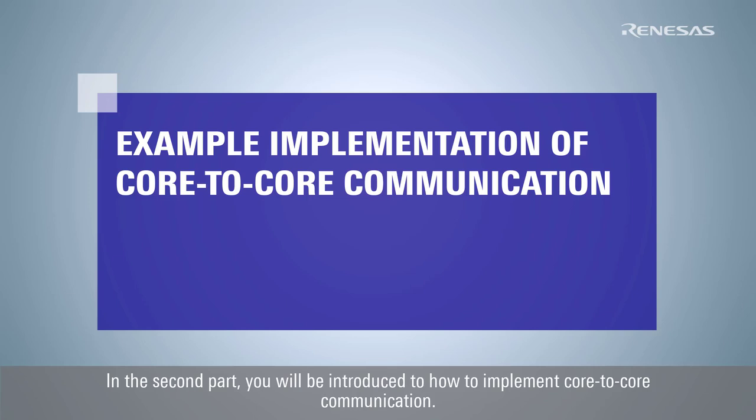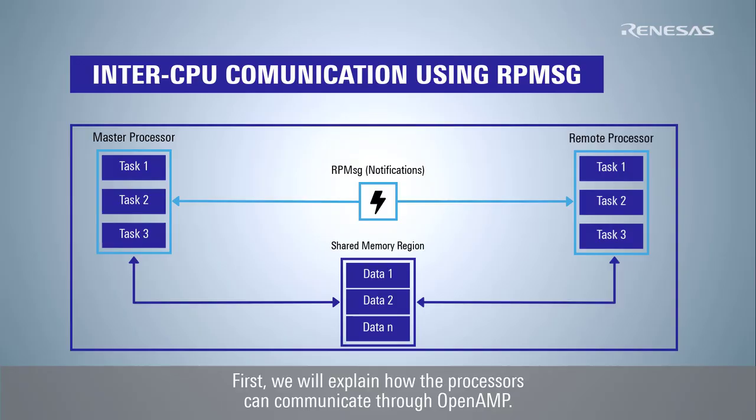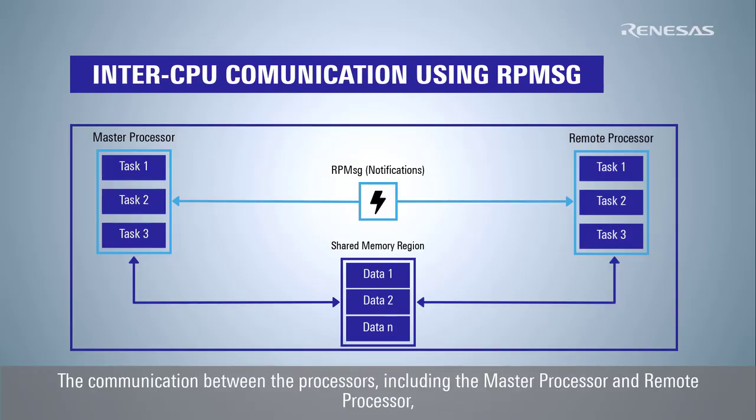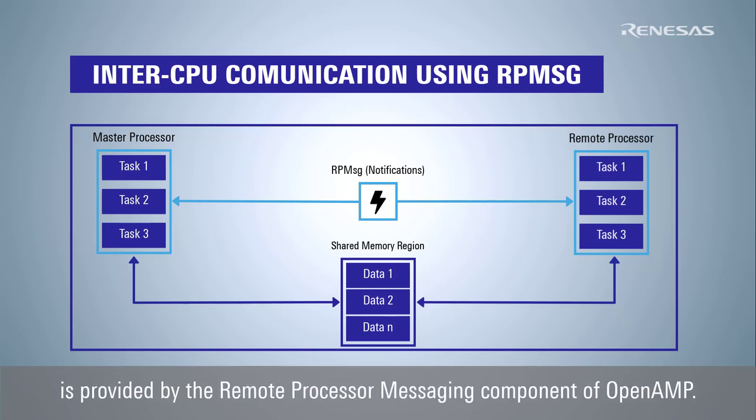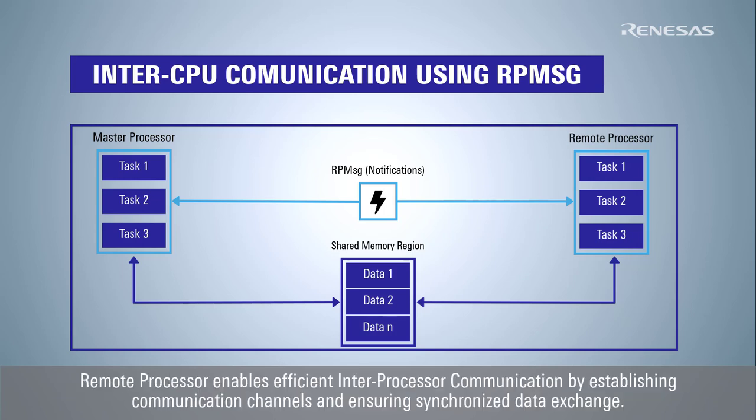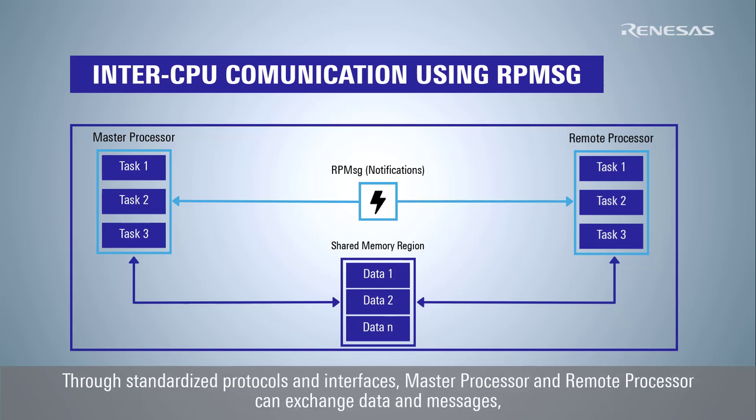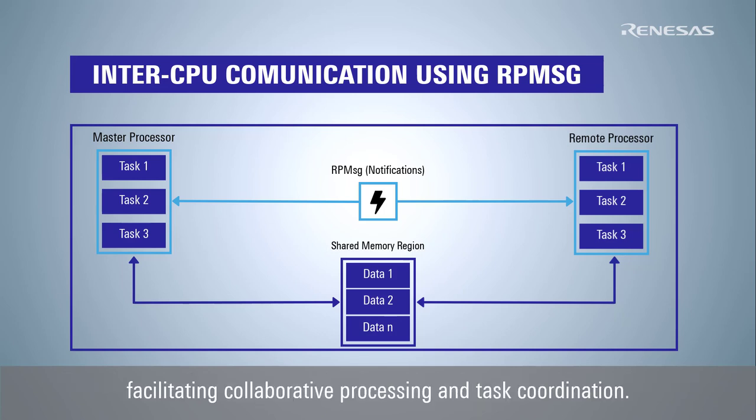In the second part, you will be introduced to how to implement core-to-core communication. First, we will explain how the processors can communicate through OpenAMP. The communication between the processors, including the master processor and remote processor, is provided by the remote processor messaging component of OpenAMP. Remote processor messaging enables efficient interprocessor communication by establishing communication channels and ensuring synchronized data exchange. Through standardized protocols and interfaces, master processor and remote processor can exchange data and messages, facilitating collaborative processing and task coordination.